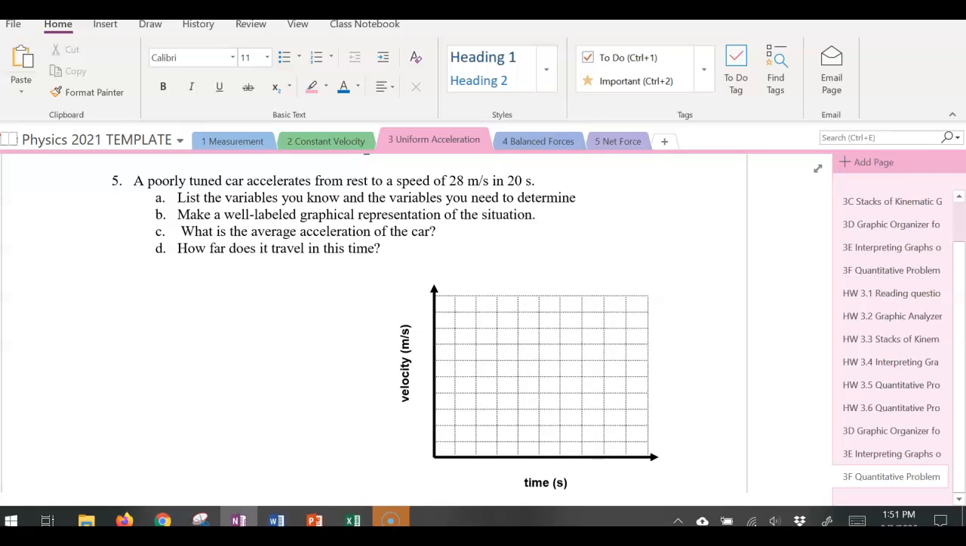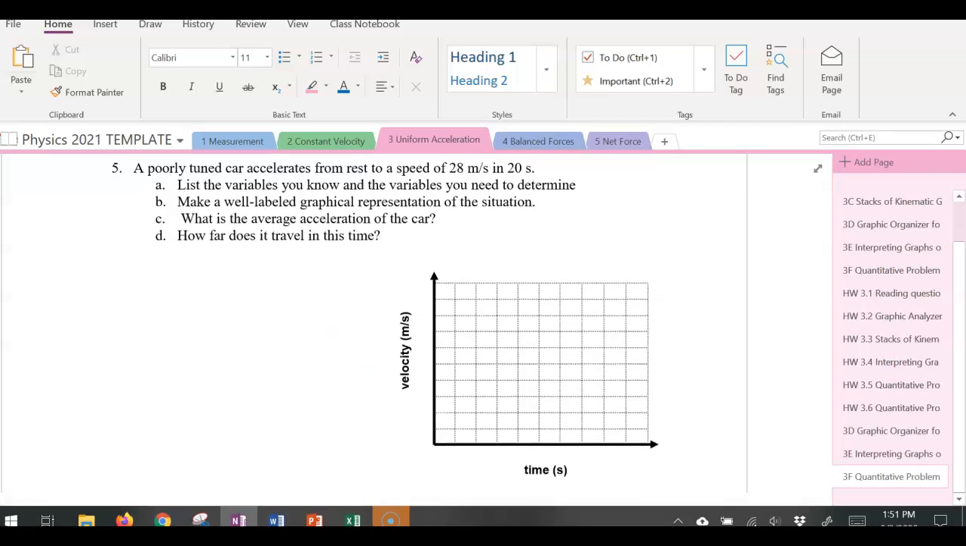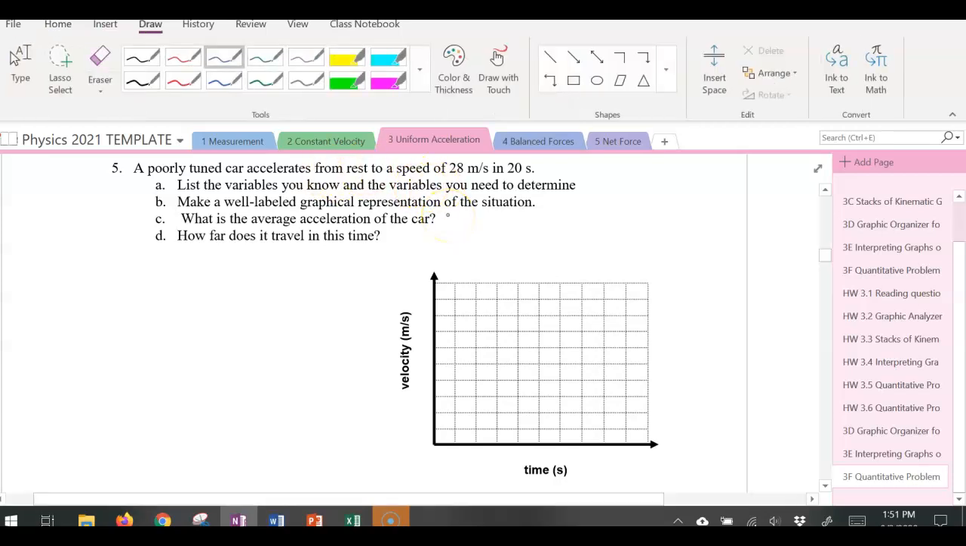Here we have a situation with a poorly tuned car that is accelerating. It goes from rest to a speed of 28 meters per second in 20 seconds. So let's see here. I'm going to do it graphically first because that's how we've been solving these, using these graphs so much. I need some axes. 28. I think I'm going to have to go up by 3s. So 3, 6, 12. There we go. That should work.